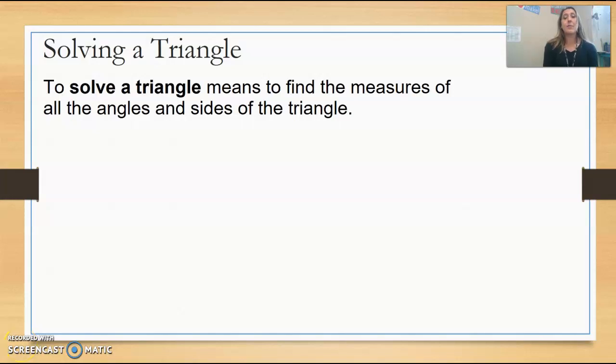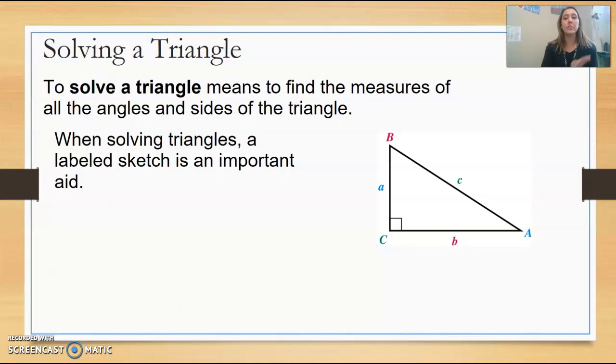All right, functions, today we talked about how to solve for a triangle. To solve for a triangle means that you are going to find all the missing parts. That means you're going to find any missing side lengths, any missing angles. You might not be given everything, but you're going to be given some information. So when you're solving a triangle, draw a sketch. It usually helps me to draw a picture right away.